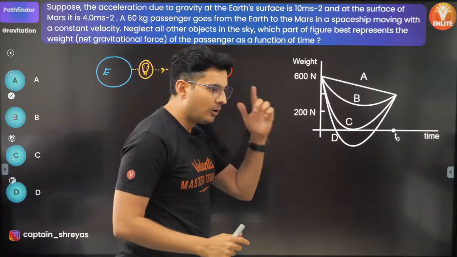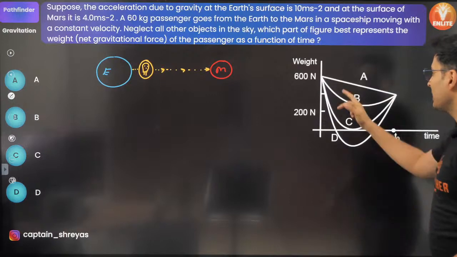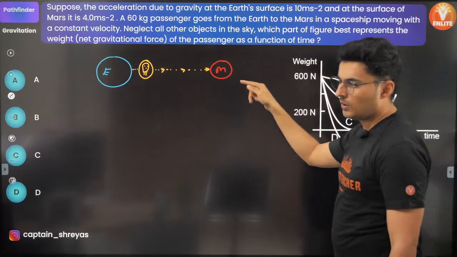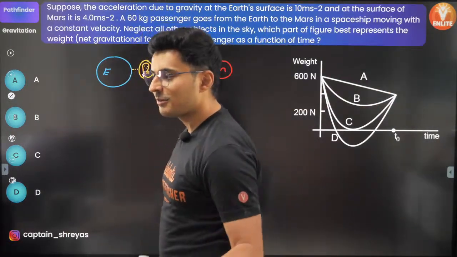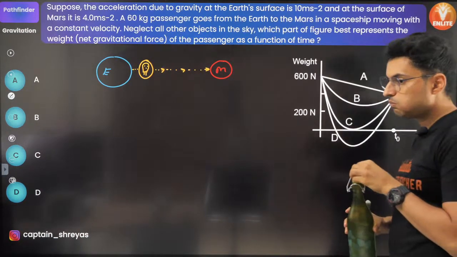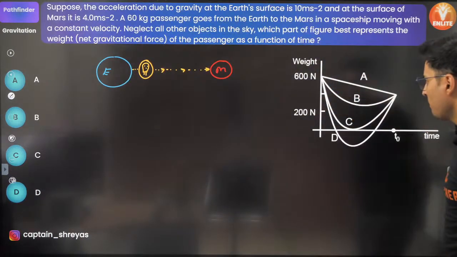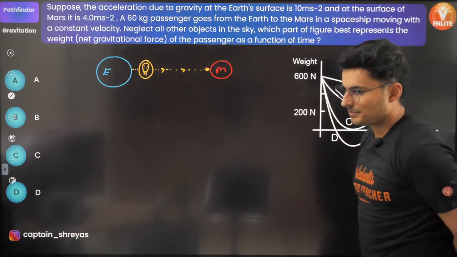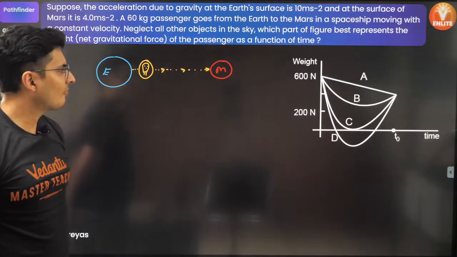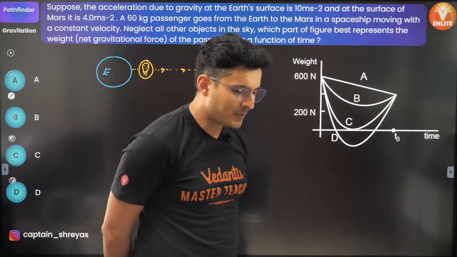Very simple, logical question. If you get it, you get it. Come on, think carefully. Is it A? Is it B? Is it C? Is it D? He is moving with constant speed. Think about it. Very easy peasy lemon squeezy question. B. Okay. Think carefully. I'll tell you what.